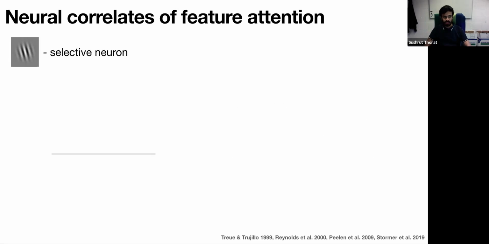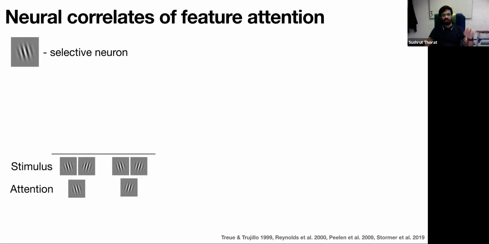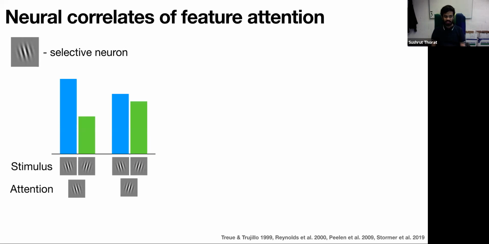attention. So traditionally, we select a neuron which responds to a particular feature. So in this case, a left-tilted gabor. Then what we do is we show left-tilted gabors or right-tilted gabors to this neuron's receptive field in two conditions. One, when the monkey or the human is attending to the left tilted gabor or the right tilted gabor. What we see is the neural selectivity, which is basically the difference in the neural response for the left tilted gabor as compared to the right tilted gabor, which has to be higher for the left tilted gabor because this is a left tilted selective neuron.